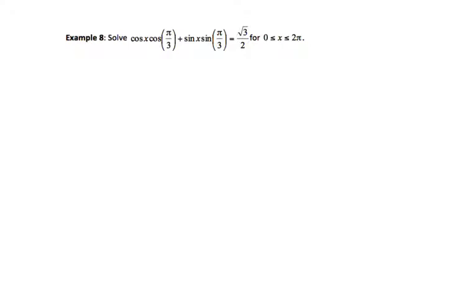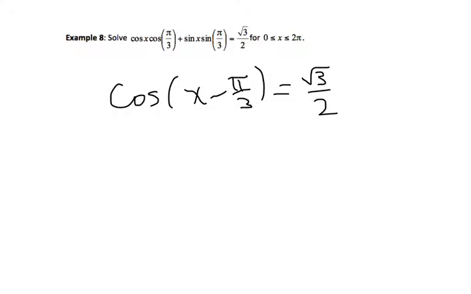Okay, so I'm solving this equation. If I look at this, I've got cos, cos, sine, sine. This is the cosine rule, and because it's plus here, that means it's going to be cos of x minus pi over 3. So cos x minus pi over 3 equals root 3 over 2. Well, I know that cosine is equal to root 3 over 2. Sorry, that's pi over 3 there.